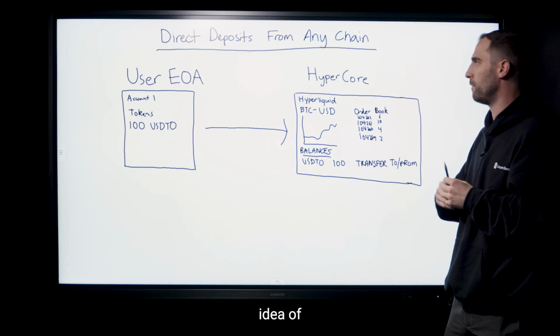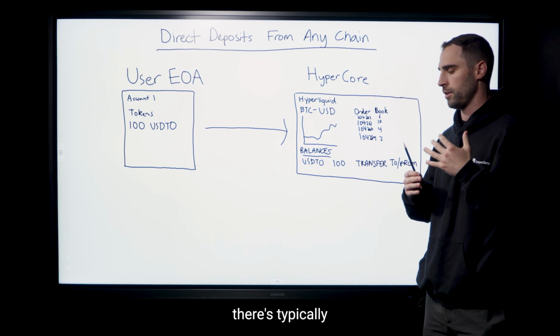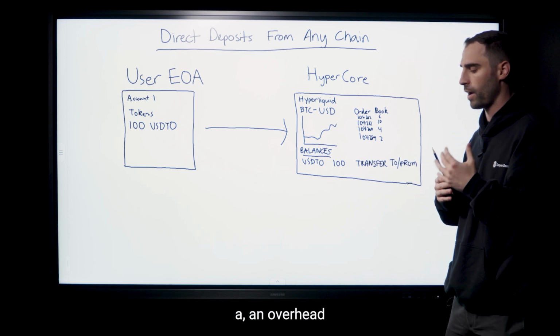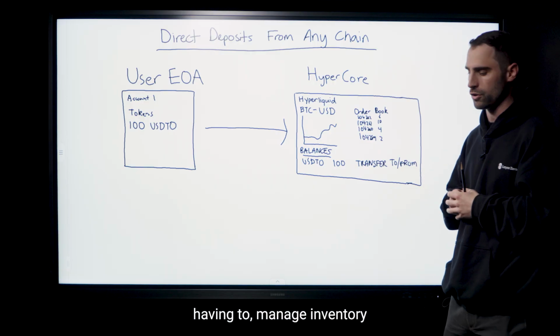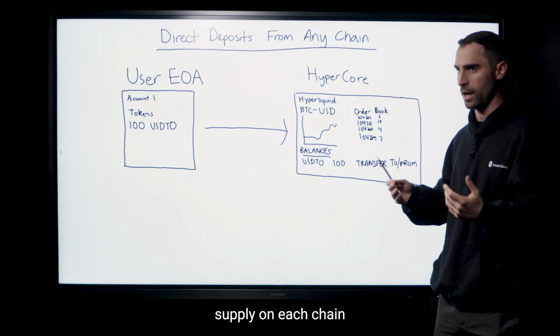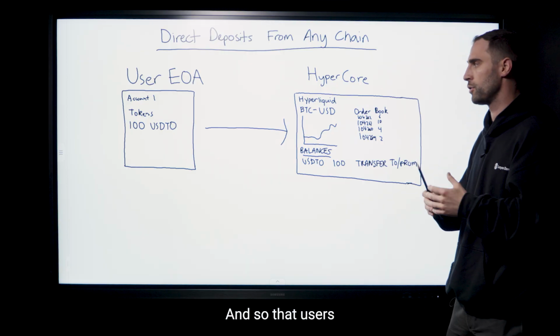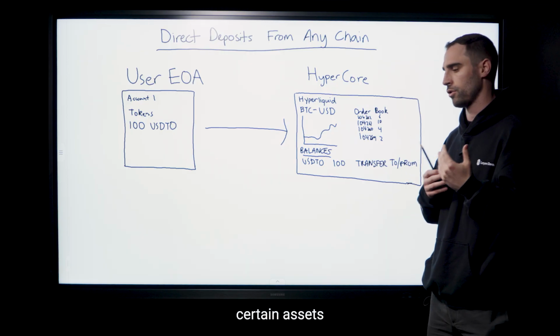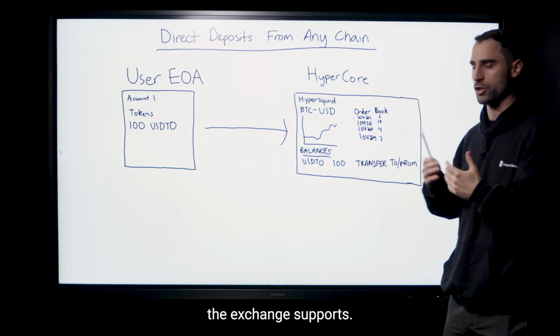We had this idea, really for exchanges in general, there's typically an overhead that comes with the user experience, as well as the exchange itself having to manage inventory supply on each chain for the specific assets. So it's asset-to-chain pairs, and users can only deposit and withdraw certain assets on certain chains, and that is beholden to what the exchange supports.